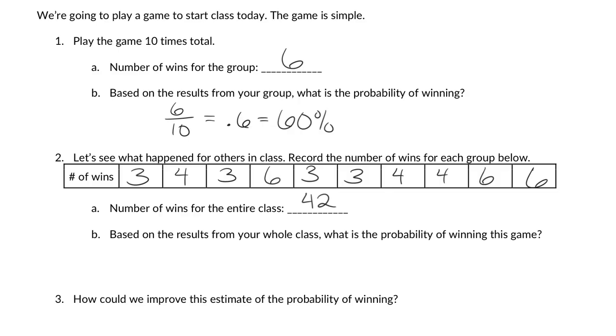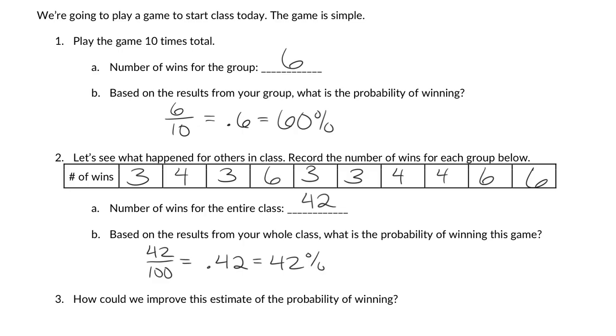So based on that percentage, now from the whole class, not just my experience, but the experience of the whole class, we can now see the probability of winning this game. There were 10, 20, 30, 40, 50, 60, 70, 80, 90, 100 trials that we did in this class because of the 10 groups. So we won 42 out of 100 of the time, which is 0.42 or 42%.